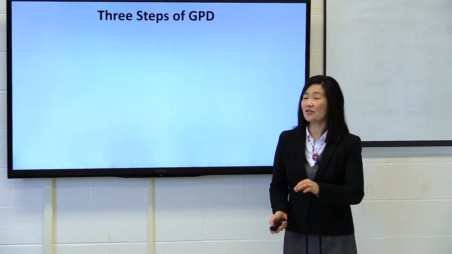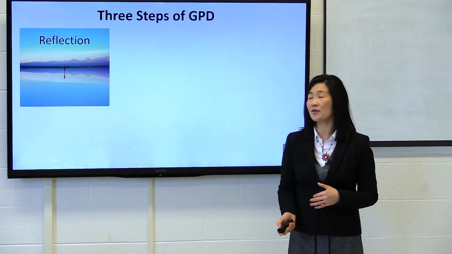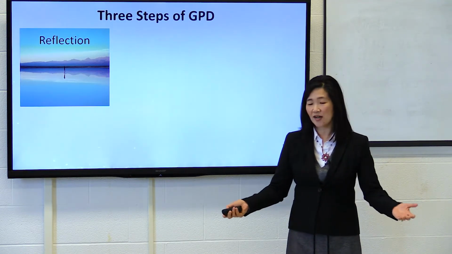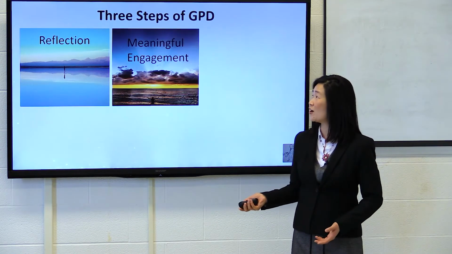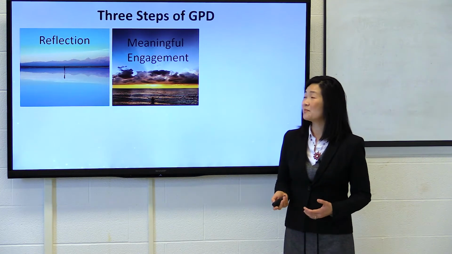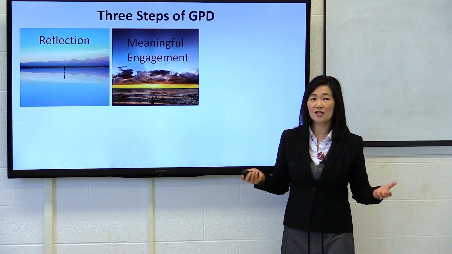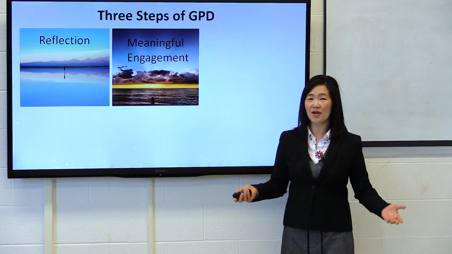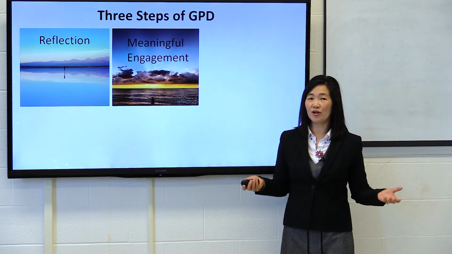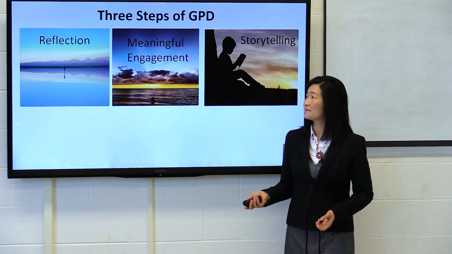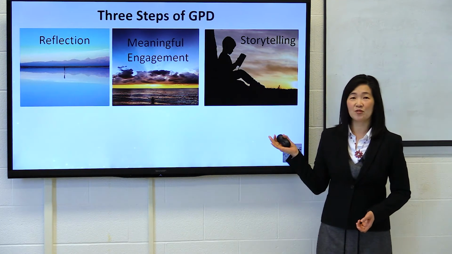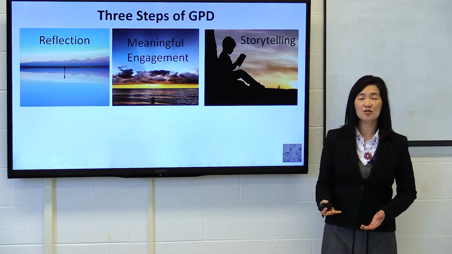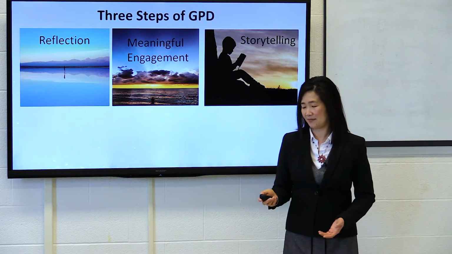So let's delve into these 3 steps. The first step is reflection. You kind of have to know yourself to know where you want to go. The second step, meaningful engagement. You want to do stuff that matters. Do stuff that matters to what you enjoy, what you're good at, and what you care about. The third step is storytelling. How do you tell the story to the rest of the world?